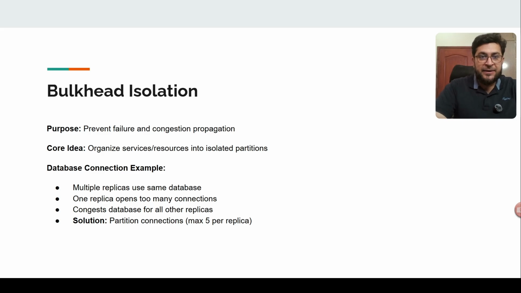In this example, the replicas use the same database, and one replica opens too many connections, causing congestion in the database for all the replicas. What is the solution for this? It is to partition connections, where we define a maximum number of replicas per service. So this is the solution for it.